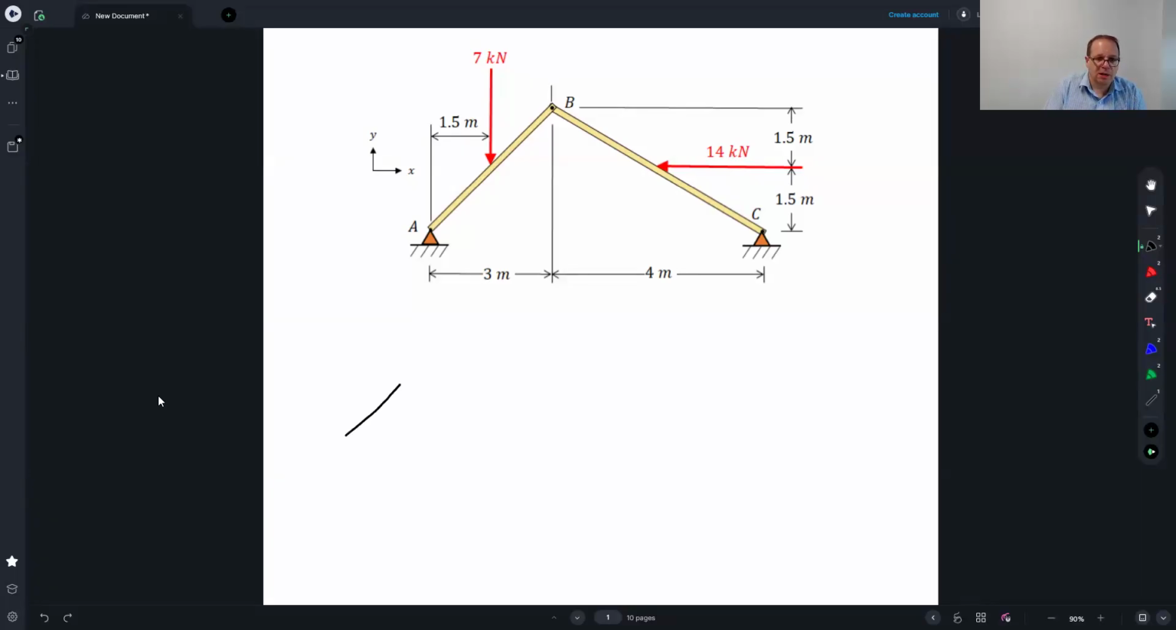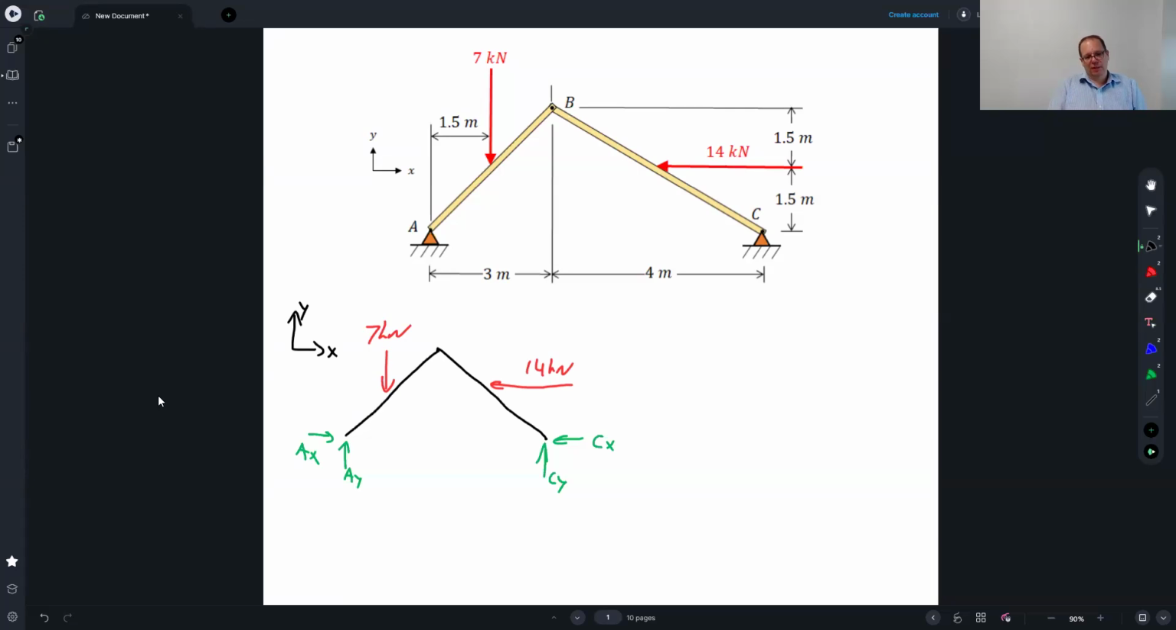So we'll have a bar going up, and the one coming down is supposed to be a little longer. At A, there was a support, a hinge, so we have AY and AX. At C, we also have a hinge, so we have CY and CX, and then we have our two loads. The load here is 7 kilonewton, and the load over here is 14 kilonewton. And then let's do a coordinate system, X and Y.